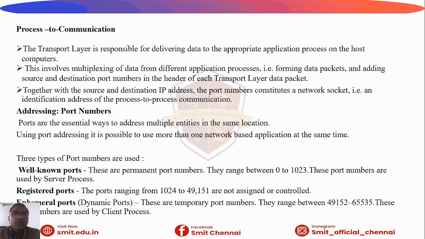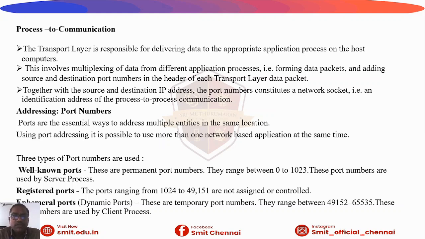First one is process to process communication. This transport layer is responsible for delivering the data to the appropriate application process on the host. This process involves multiplexing of data from different application processes, and together with this it needs to know the details about the source and the destination IP addresses. Without knowing the IP address, it is not possible to perform process to process communication.